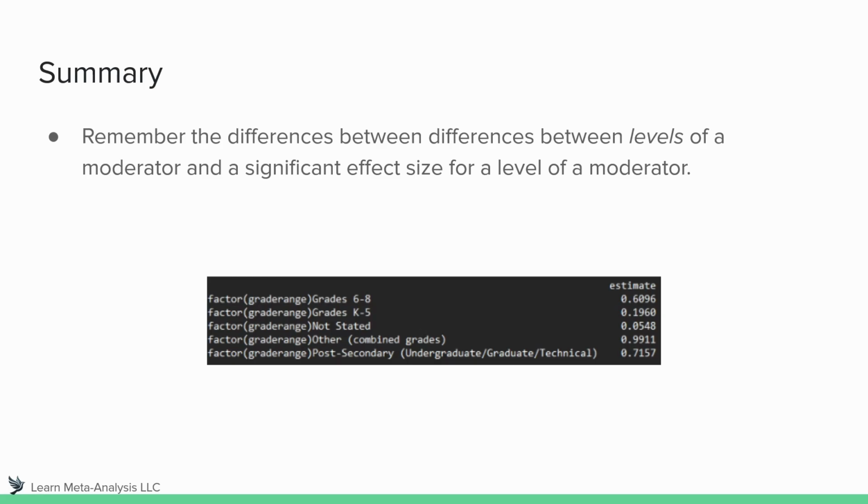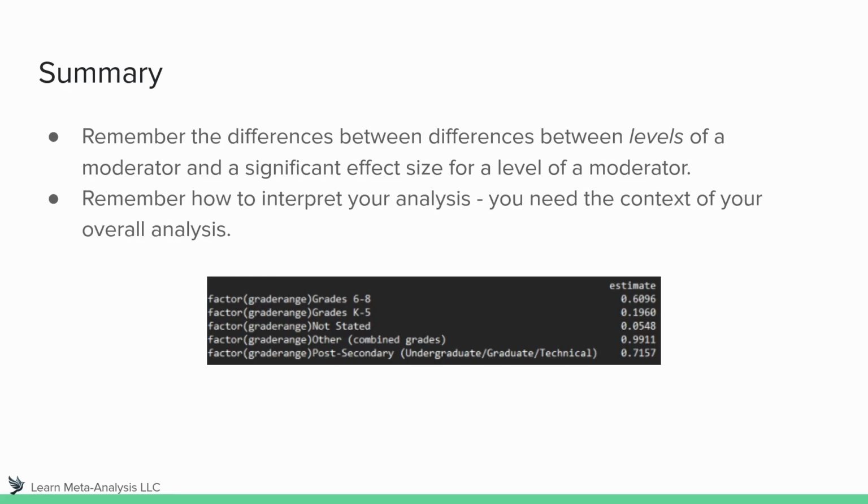It says we have grades 6 through 8 and we have grades K through 5. In this case, we can see from the data that's here, neither one is significant, but we don't know if they're statistically different from each other either. So let's say that they are. Let's say we have a significant test for moderators when we include the intercept, and we know that these are statistically different from one another. What does that actually mean?